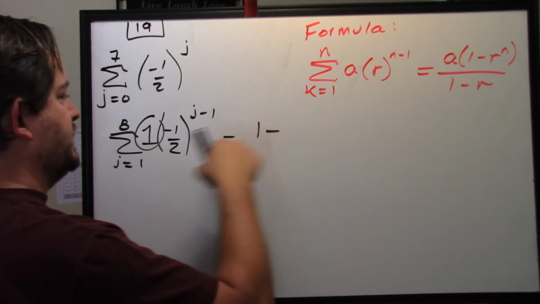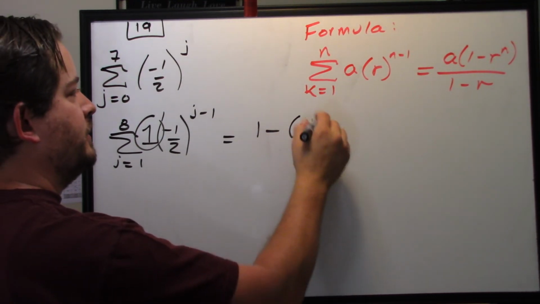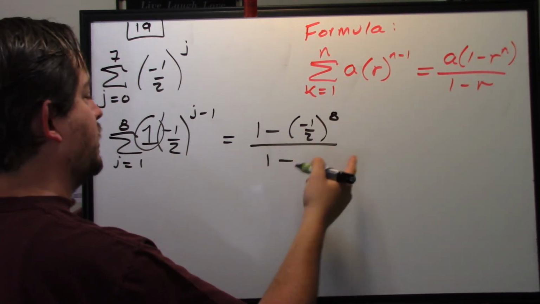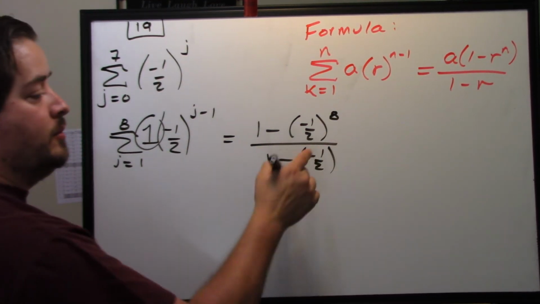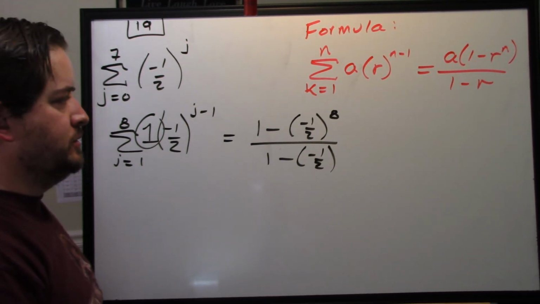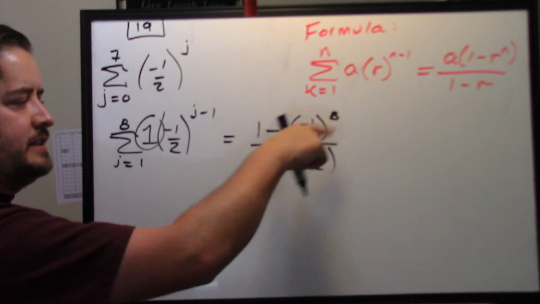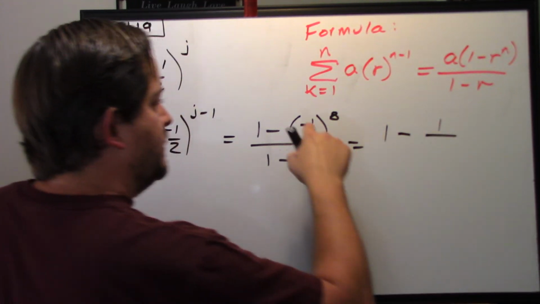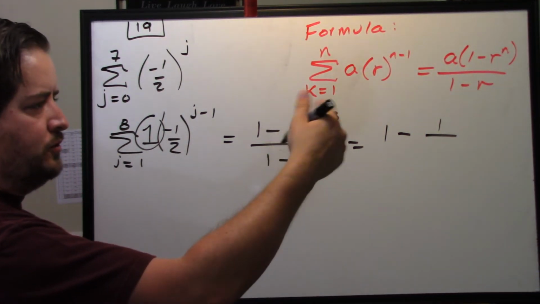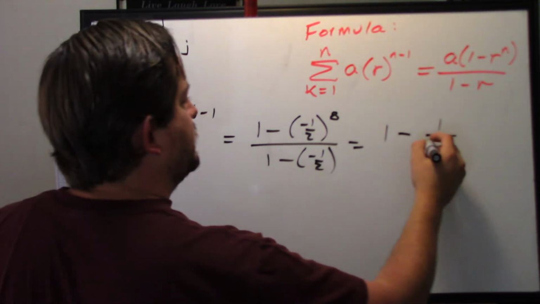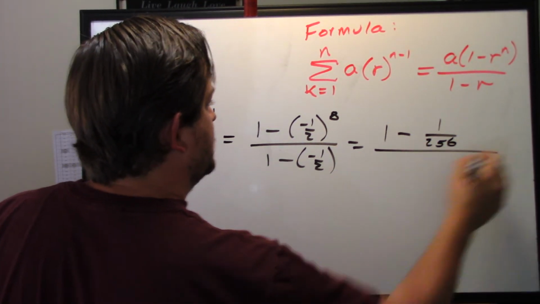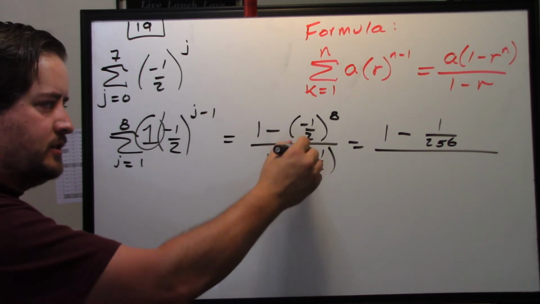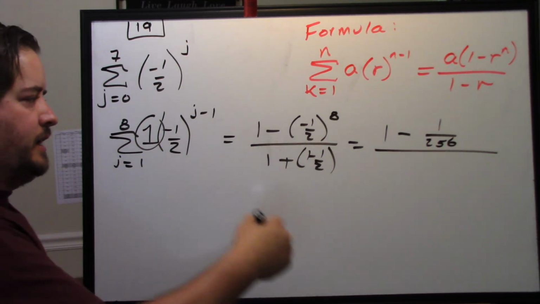So it's 1 minus r, which is negative 1/2, to the n, which is now 8, over 1 minus r, which is negative 1/2. Be careful with these negatives, right? It's easy to screw these up. Negative 1/2 to the 8th is going to be positive, but then I still have a minus here, so it's still going to be 1 minus. 1 to the 8th is just 1. 2 to the 8th is 2, 4, 8, 16, 32, 64, 128, 256. 1 minus a negative, that's a plus, so I get 1 plus 1/2, that's 3/2.